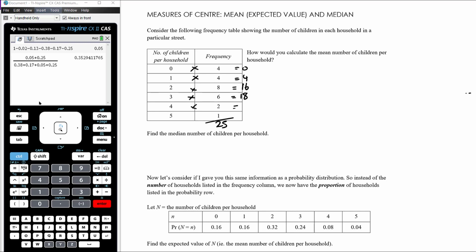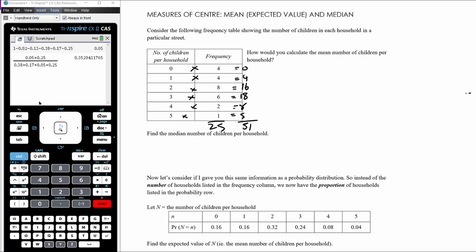and 4 times 2, which is 8, and 5 times 1, which is 5. That's going to give us the total number of children. Okay, so we add that up, we get 20, 38, 46, 51, I think. Let me just check that.